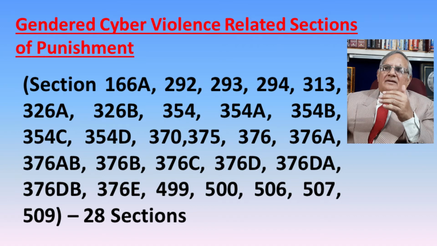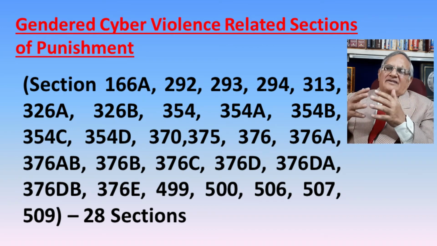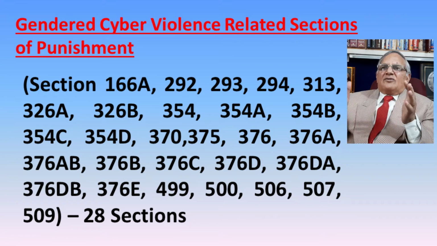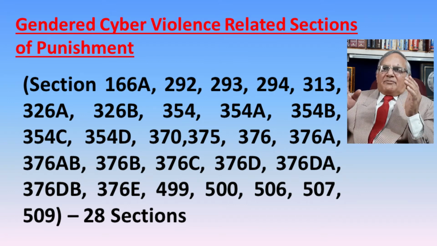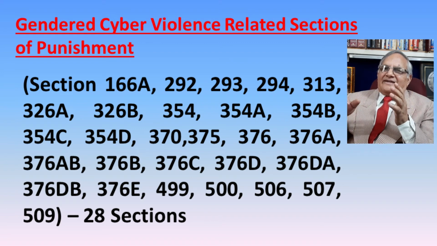Now then 376, intercourse by a man with his wife during separation. If during separation her husband commits sexual intercourse, then it is imprisonment for natural life, but not less than rigorous imprisonment for 20 years during separation. So severe.